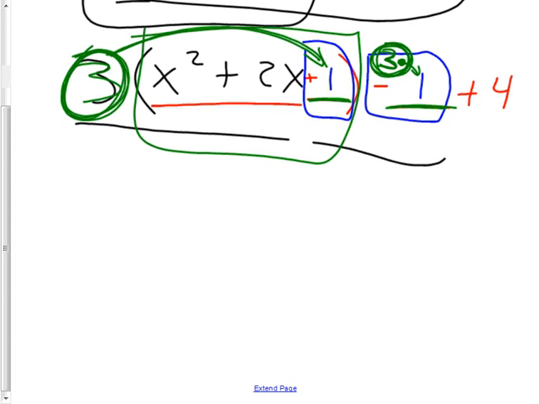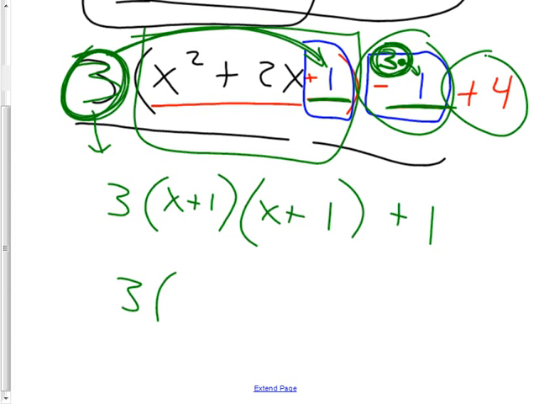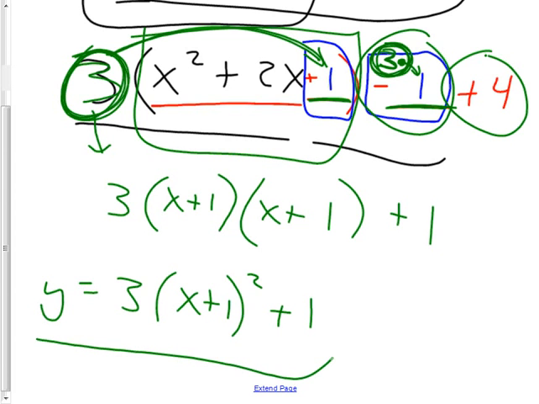This part right here was the special part that gives me the perfect square part. X plus 1 and x plus 1. There's still a 3 out in front. It's called the stretch factor. And then there's this negative 3 plus 4, which makes positive 1 leftovers. And then my final answer, x plus 1 squared plus 1. Does that look like vertex form, except it's been stretched by 3? That's the new stuff for today.